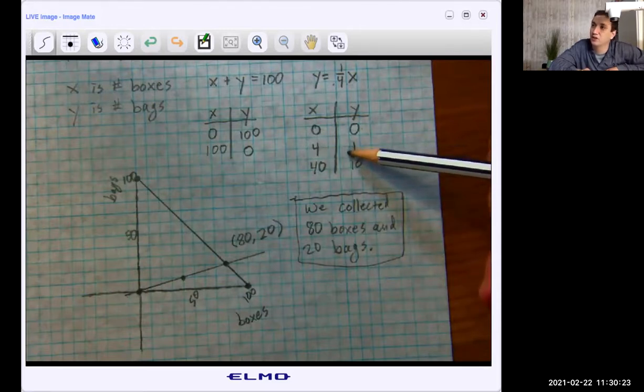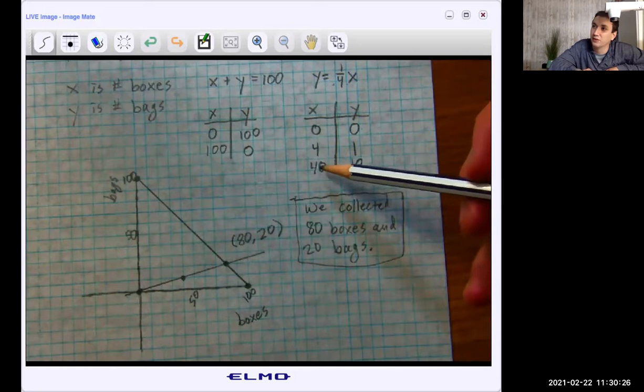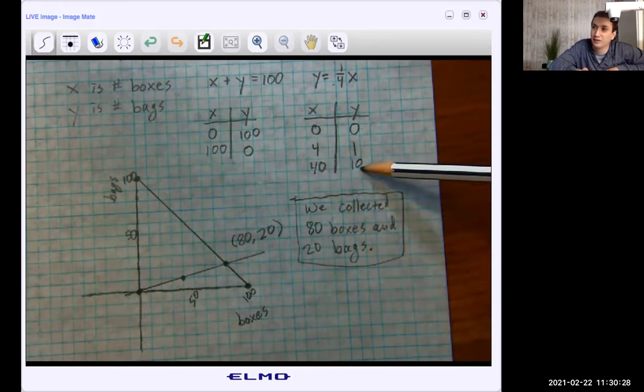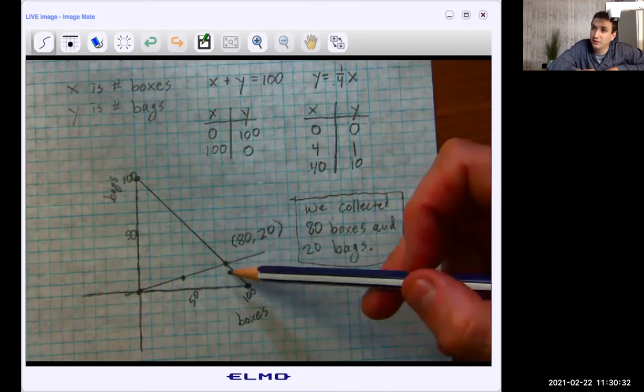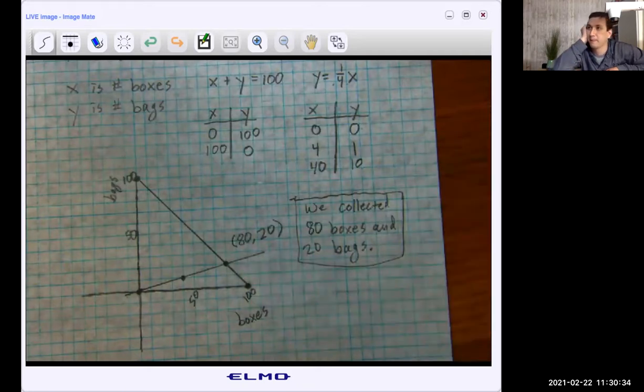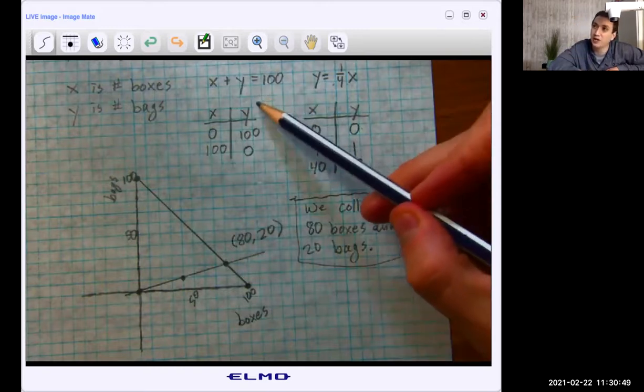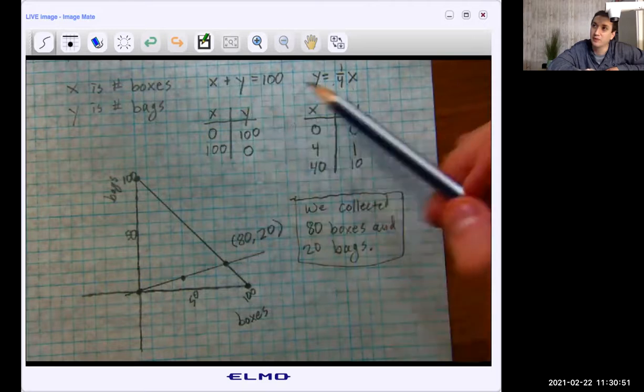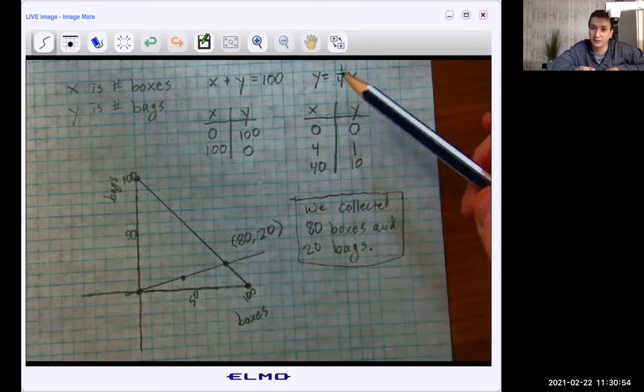And I looked at my graph. I said, you know what? 40 would be easy to graph. So that'd be 40, 10. And so I graphed the 0, 0, the 40, 10, and then drew the line to connect them. And that's how I got to my answer. So this is kind of like what we did before, but it's different because these equations aren't the same form. You can run into a lot of different forms of equations.